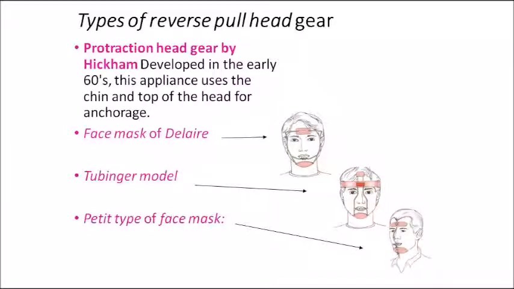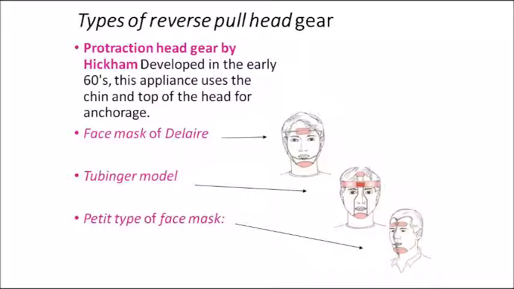So it has a forehead cap and a chin cap, and there is a wire running in front of the mouth, which is used for the attachment of the elastic. It has a metal framework which is connecting the forehead and the chin, which is square in shape. So the Delaire face mask is the one which is square in shape.